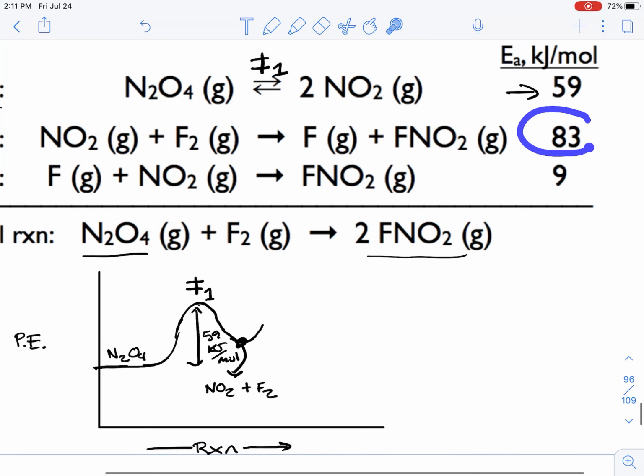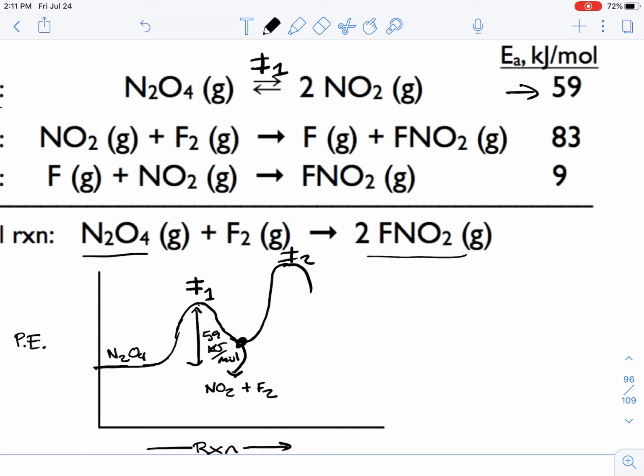And so looking at this activation energy that was quantified for us, it looks like it's going to increase by 83 kilojoules per mole. And so I'm just going to sketch that. Let me see here, let me draw this wider. And so this is going to be the second transition state. And the height of this to this is going to be 83 kilojoules per mole.